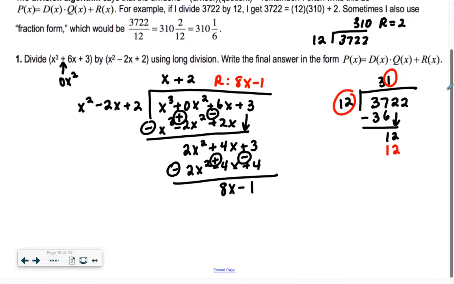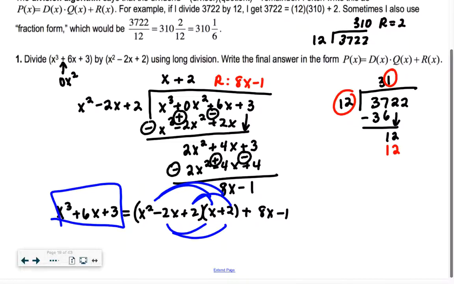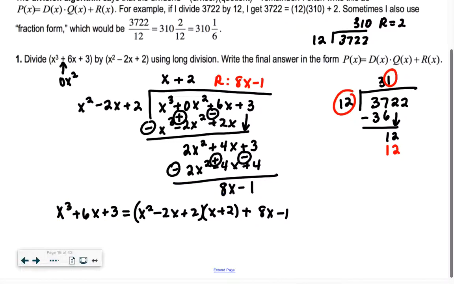So now if we're writing it in this form, p of x was our original polynomial, our dividend as we call it. D of x is what we divided by, so x squared minus 2x plus 2. Our quotient was the thing that we got on the top, the x plus 2. And we do plus our remainder, 8x minus 1. And you could check this by multiplying the x squared in, multiplying the negative 2x in, multiplying the 2x in, and combining all of your terms, and you would get exactly this. Okay, so that's why it's kind of nice to have that form, so if you have lots of time left on your test, you could always check.